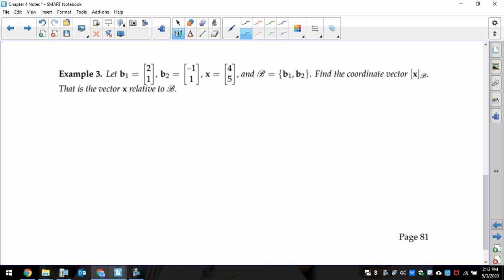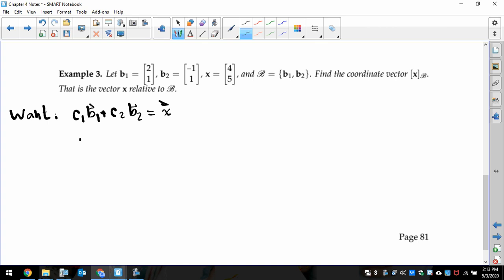All right, let's try example 3. We've got two different basis vectors. x is 4, 5. Here's the basis. They say find the b coordinates. So this is pretty interesting. What we want is c1 b1 plus c2 b2 equal x. This is what we want. So I'm just going to say we want.